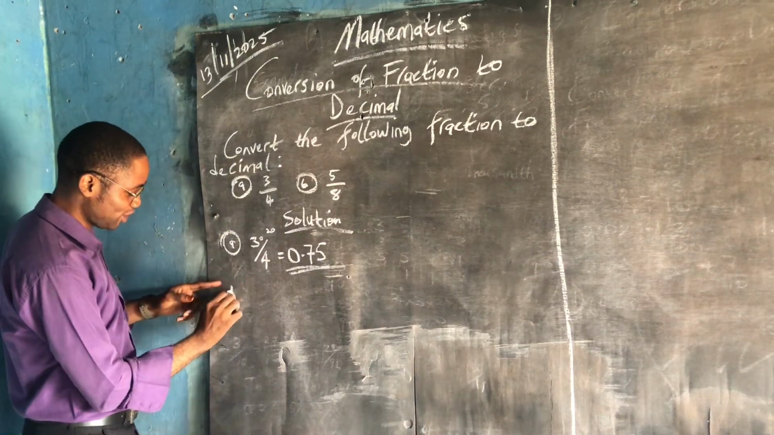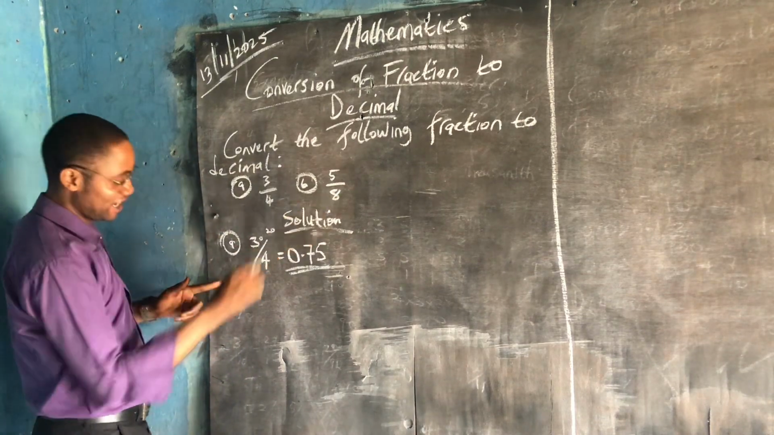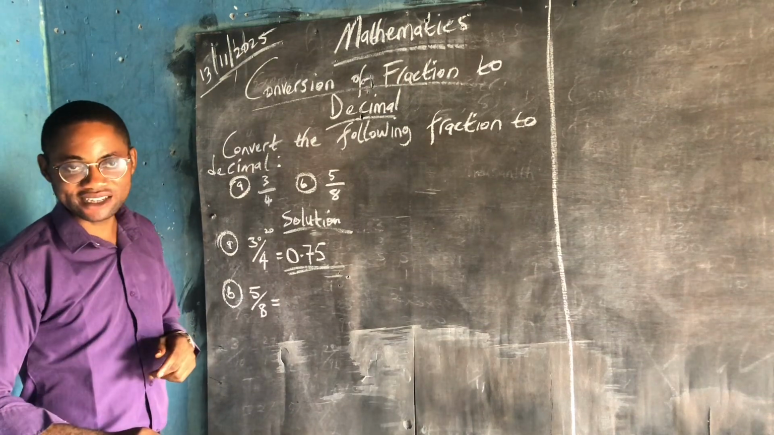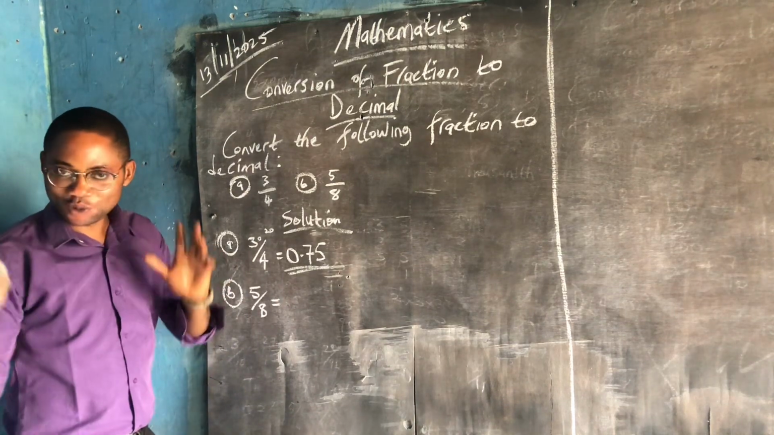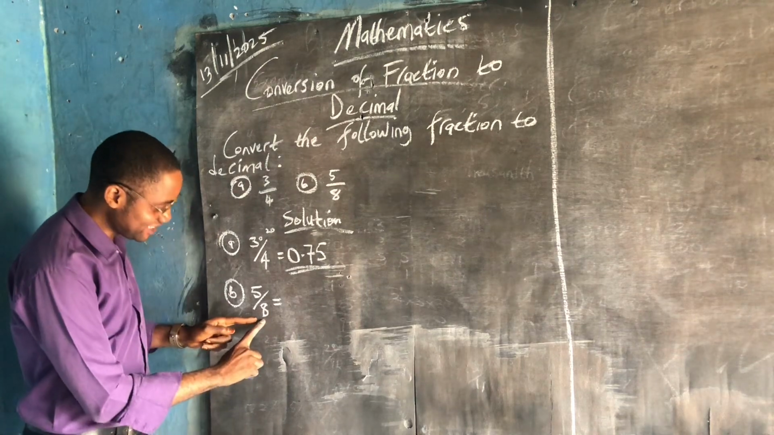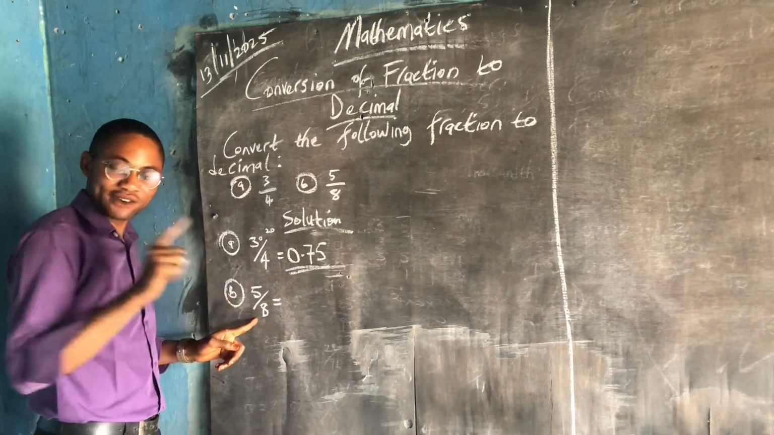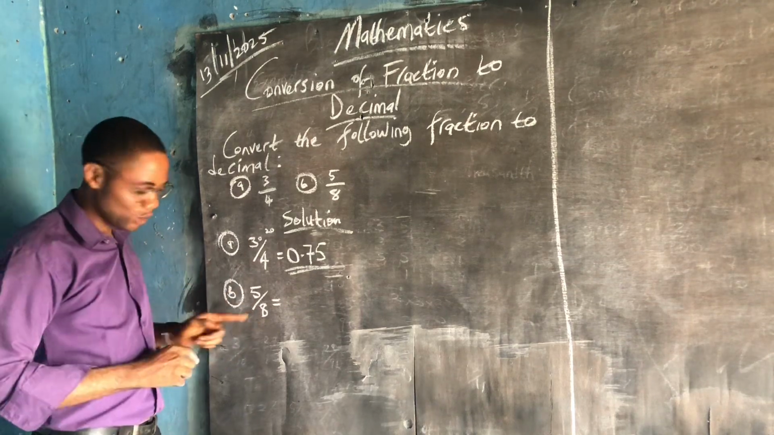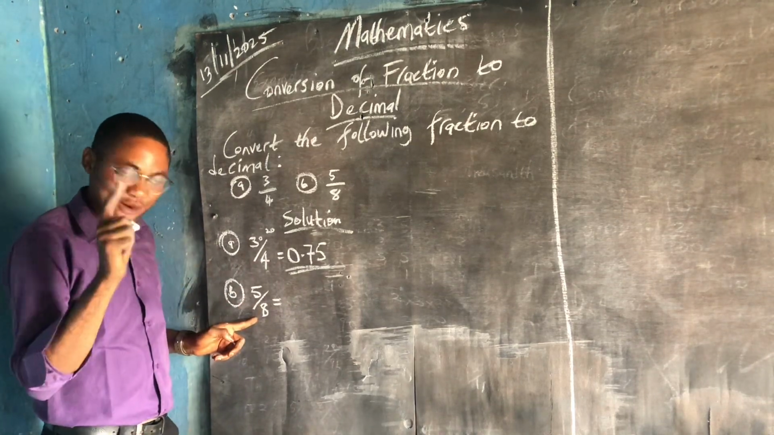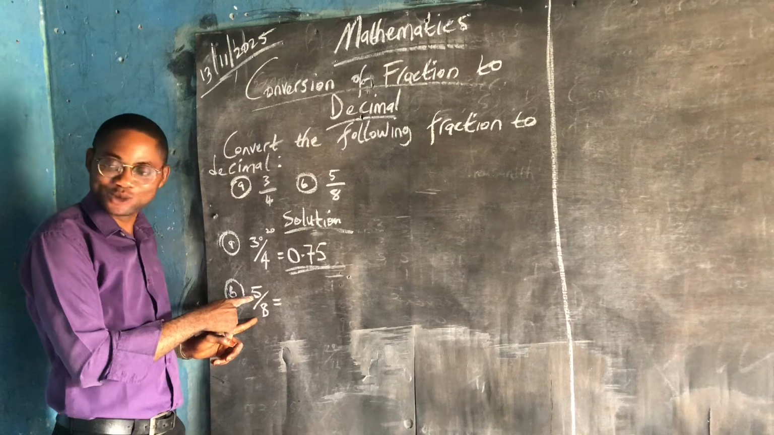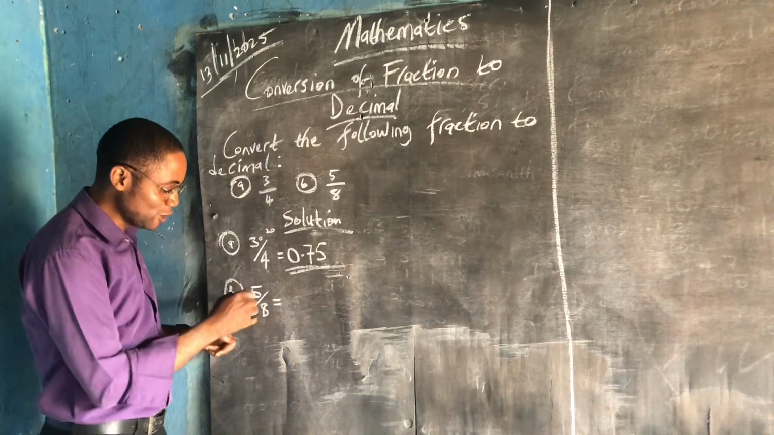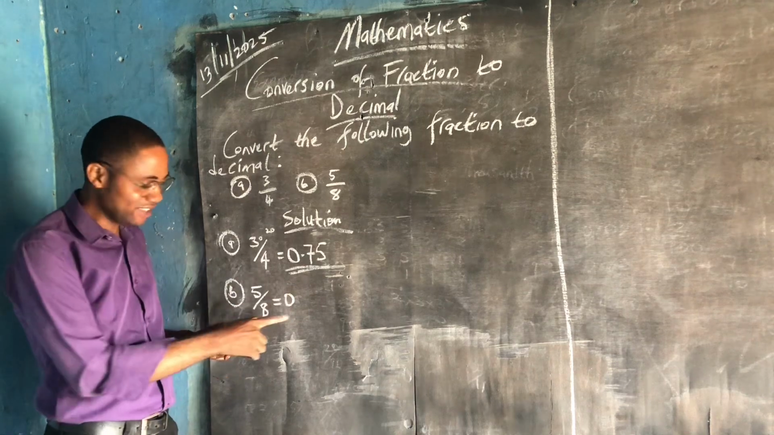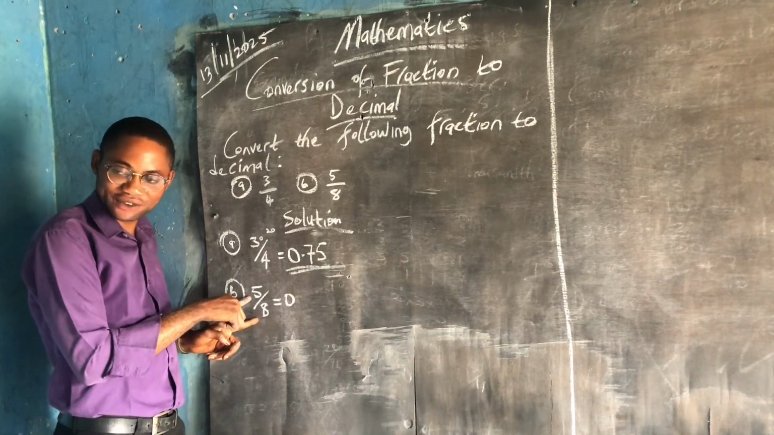Now let's go to the second one, which is our B. 5 over 8. How do we do it? Applying the same method. 8 is bigger than 5. For that reason, 8 cannot divide 5. So what do you do? You borrow 0 and then you add the 0 to the 5. Immediately you are planning to borrow 0, you put 0 here. Why is it 0 here? Because 8 cannot divide 5, impossible.